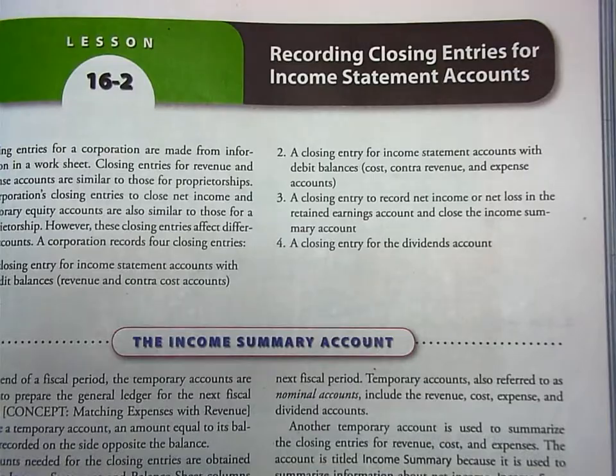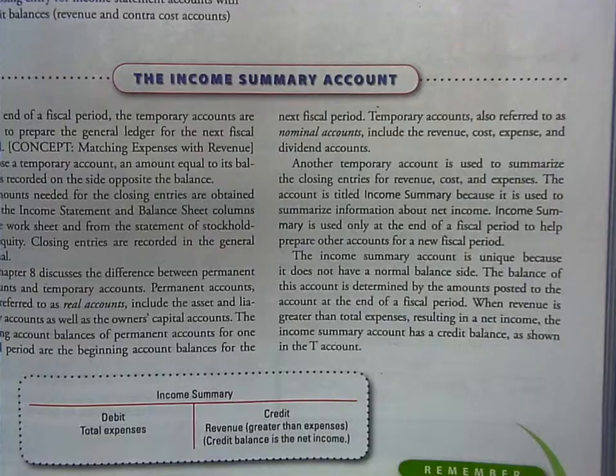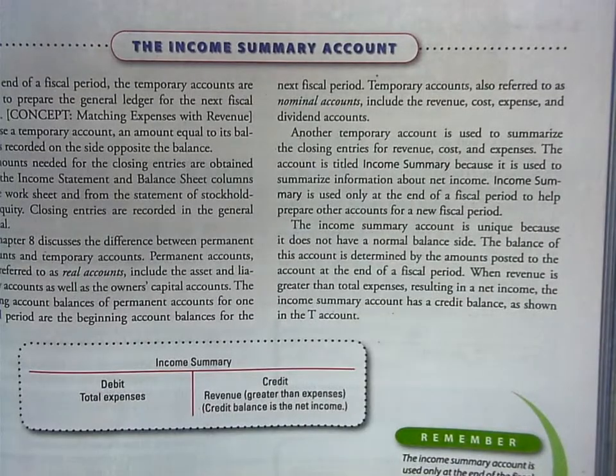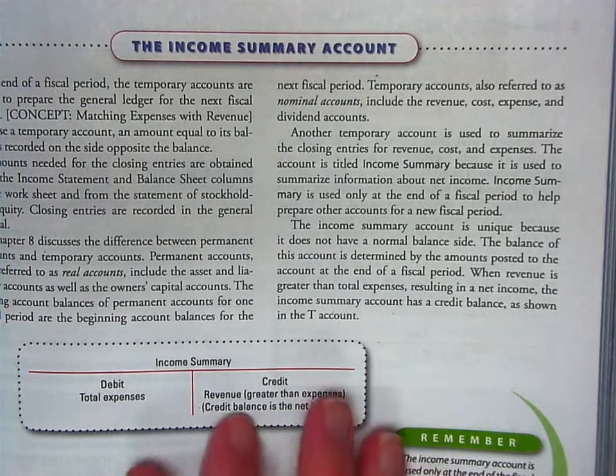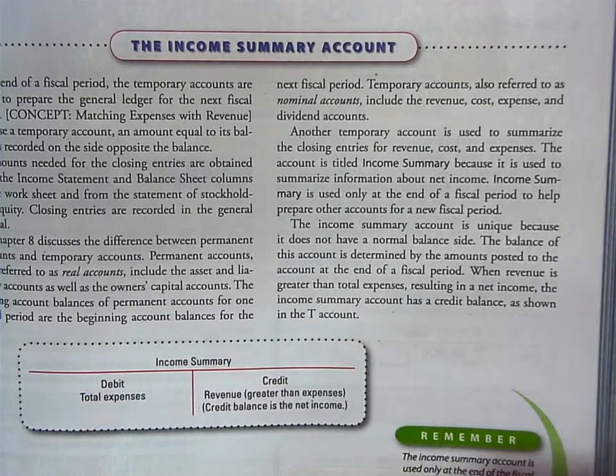Okay, so remember the income summary account is the only account that does not have a normal balance side. Whichever side, you just use it mainly to close your accounts, and it will close itself along the way after you're done posting.